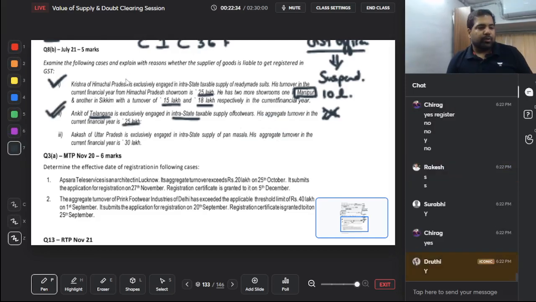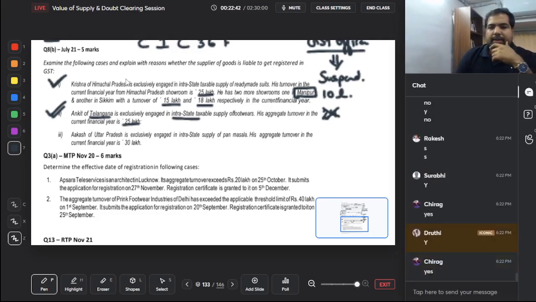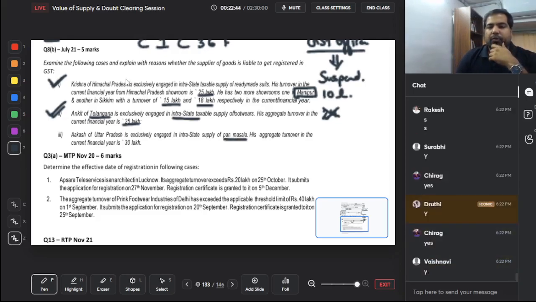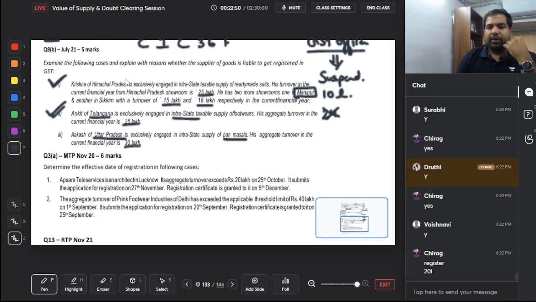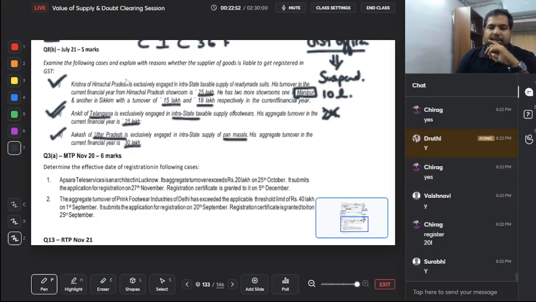Over to you all. The last one, please. He is supplying pan masala, guys. So will 40 lakh apply to him? No. He is in Uttar Pradesh, so 10 will not apply. So 20 is his limit. He is at 30 lakh. Will he require registration? Yes.